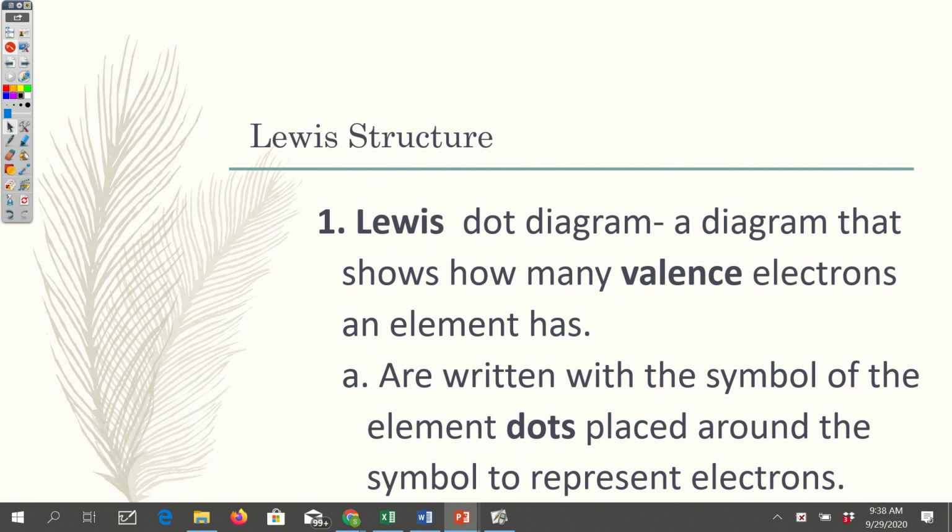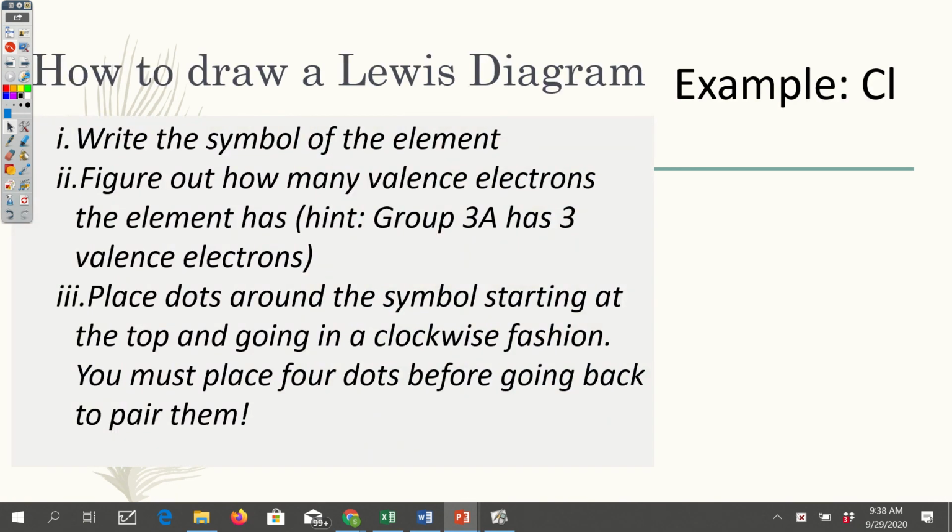Now we're going to switch gears a little bit, talk about Lewis dot structures. The Lewis dot diagram is a diagram that shows how many valence electrons an element has. It's going to be written with symbols of elements and dots placed around the symbol to represent electrons. Right, so how you do this is step 1. We're going to write the symbol of the element. Our example is chlorine, so we're going to write the symbol of chlorine, which is C lowercase l.